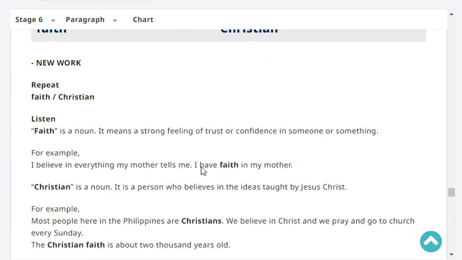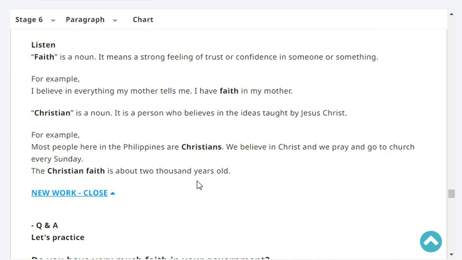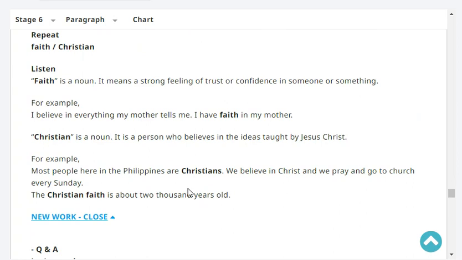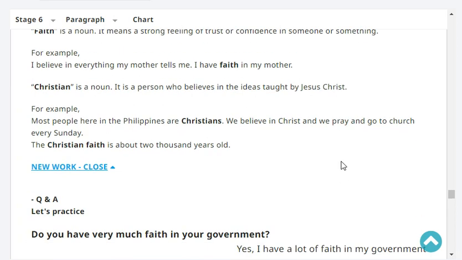The word faith is a noun. It means a strong feeling of trust or confidence in someone or something. For example, I believe in everything my father tells me. I have faith in my father. Christian is a noun. It is a person who believes in the ideas taught by Jesus Christ. For example, most people here in the Philippines are Christians. We believe in Christ and we pray and go to church every Sunday. The Christian faith is about 2,000 years old.